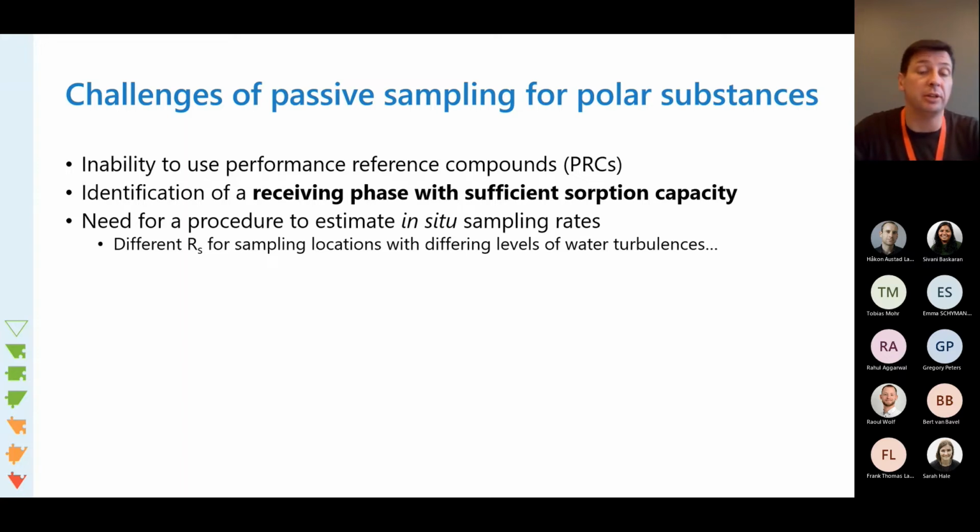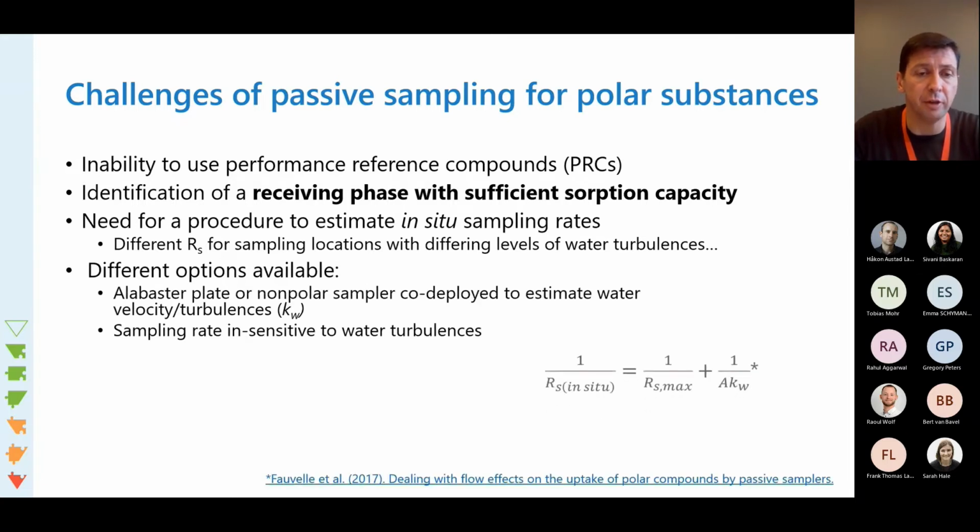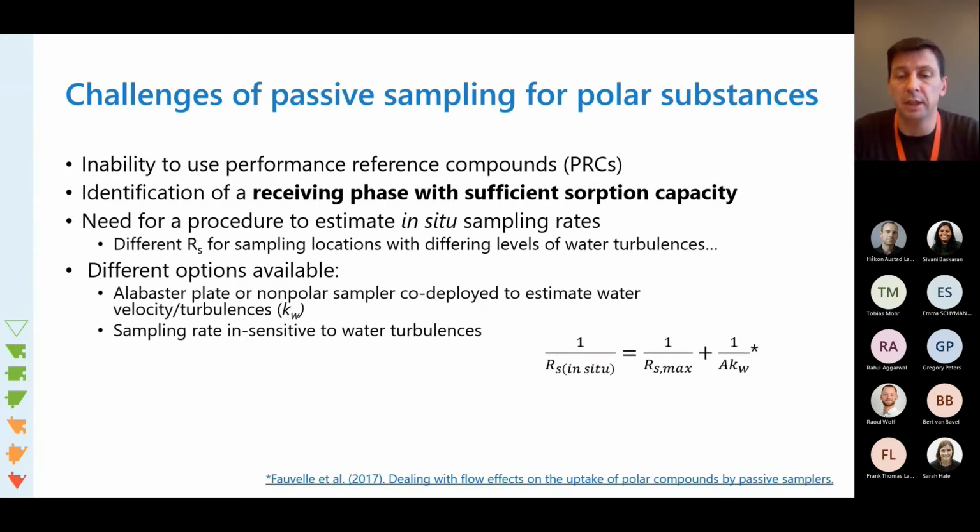Then we really need, because if we're doing deployments of these samplers in different water bodies, if the levels of turbulence of the water are different, we can have different sampling rates. So we need a way to be able to estimate these sampling rates in situ in our different situations. So there are different options that are available, that have been developed over the last 15 years.